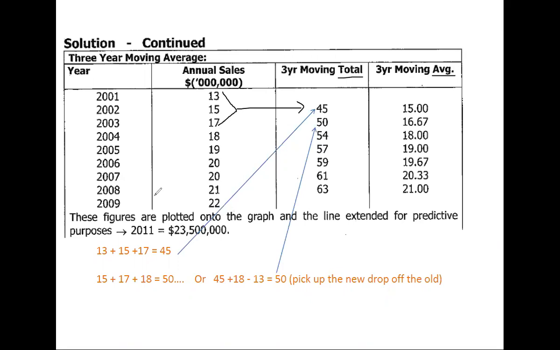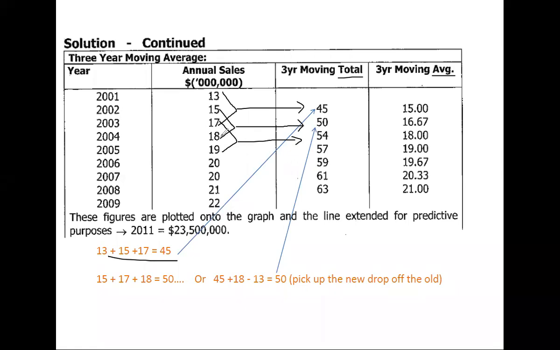So the total is 13 plus 15 plus 17, which gives you 45. Then divided by 3 gives you 15. Then the next one will be 15 plus 17 plus 18. Okay. When you add, should give you what? 50. Divided by 3 will give you 16.67. Next will be what? 17 plus 18 plus 19 gives us 54. Okay, divided by 3 will give us 18.